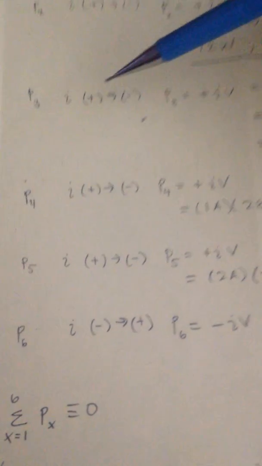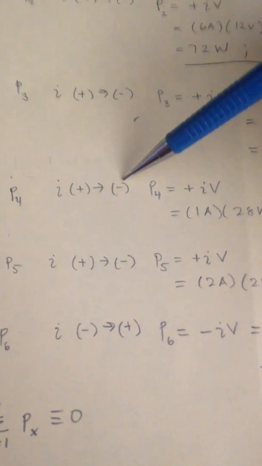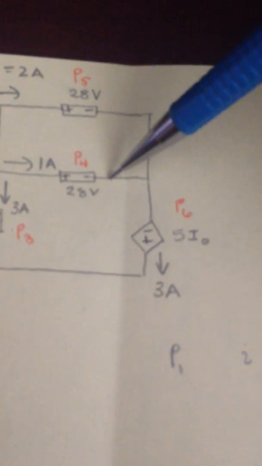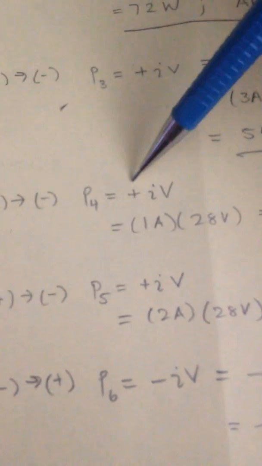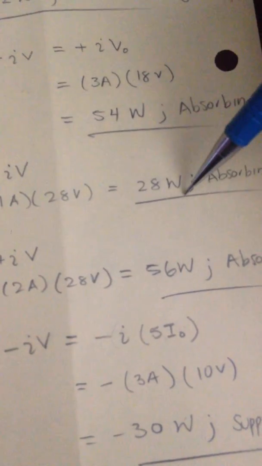P sub 4, same thing. Current is flowing from the positive terminal to the negative terminal. For me, P sub 4 is this guy here. So the 1 amp is first going to touch the positive terminal and then the negative terminal, which tells us that P sub 4 has to be positive for the power. So that's where that guy came from. And then I get positive 28 watts. Again, power is positive, therefore I have to be absorbing power.